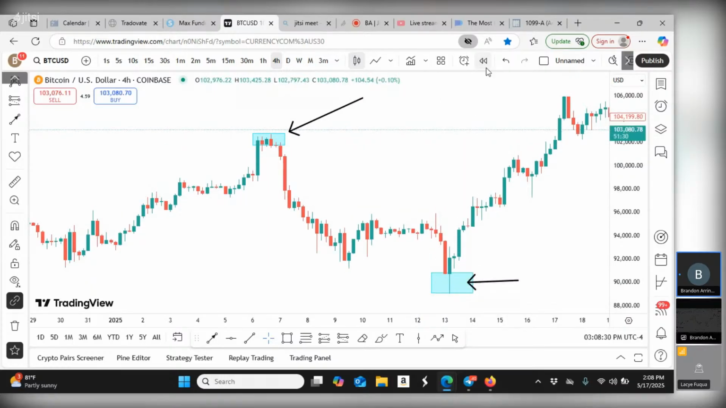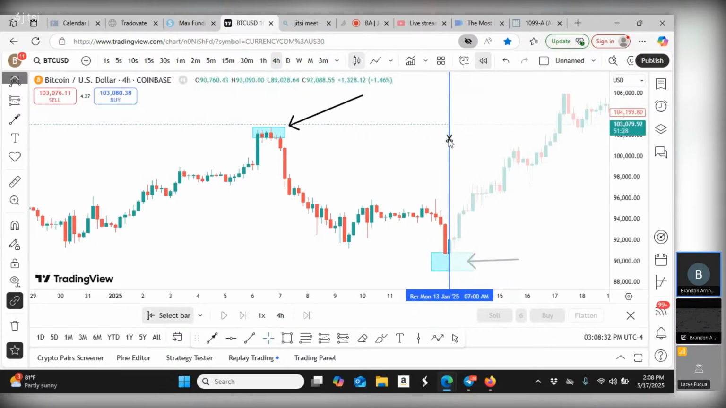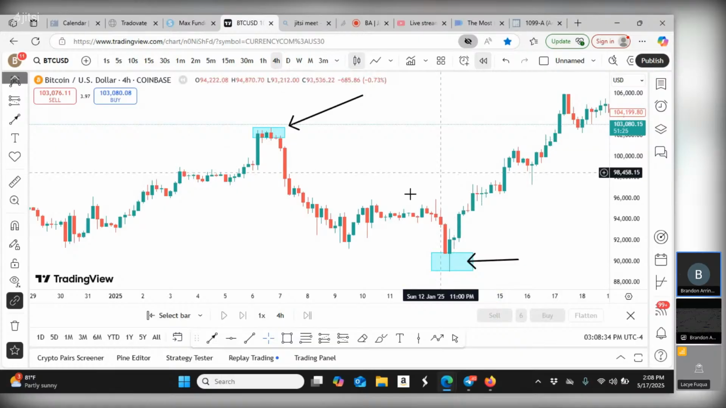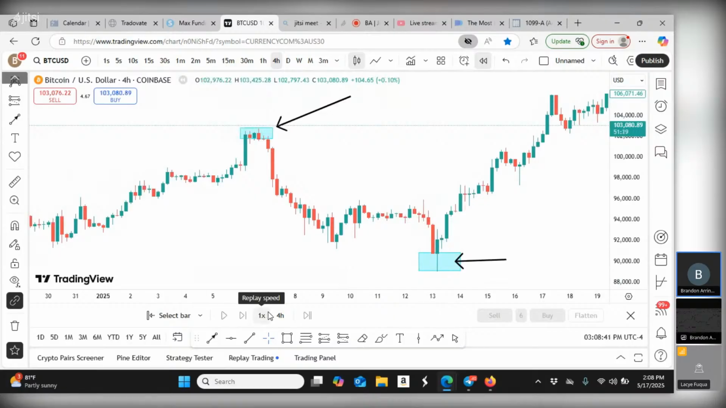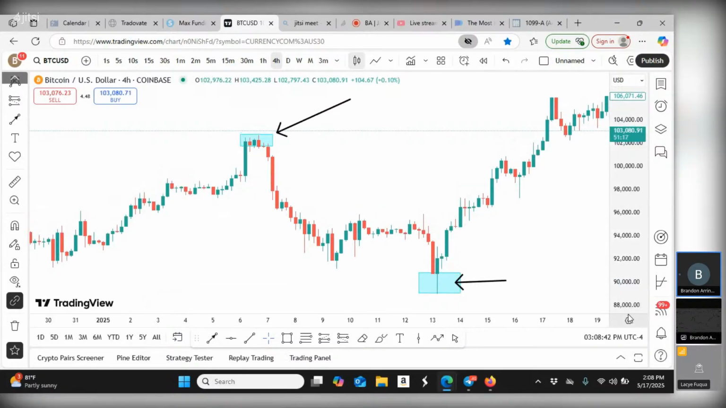Let me click on it. All right. Let me just do it. So say for example, we bought right here. That's all we're doing. We selling at a high and we buying low. So when price is at a discount, eventually it's gonna go up to a higher premium. You see what I'm saying?